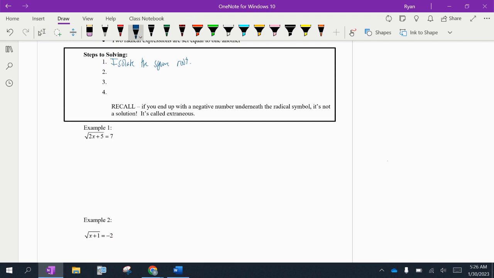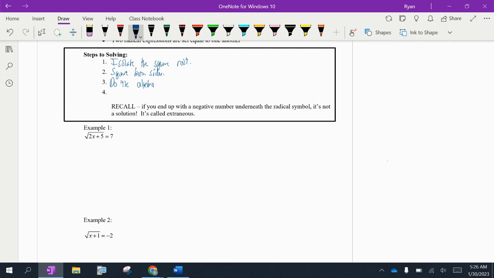Step number 2, we don't want the square root anymore, so we are going to square both sides of the equation. We'll square the left, we'll square the right to get that square root sign out of there. Step number 3, I'm just going to say do the algebra. Add, subtract, multiply, divide, do whatever you need to do so that you can solve the equation for x.